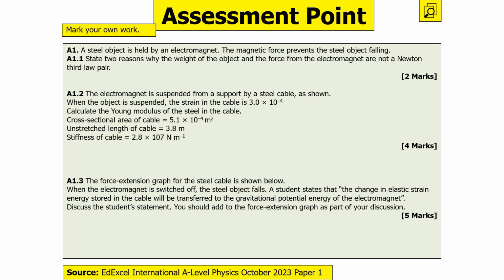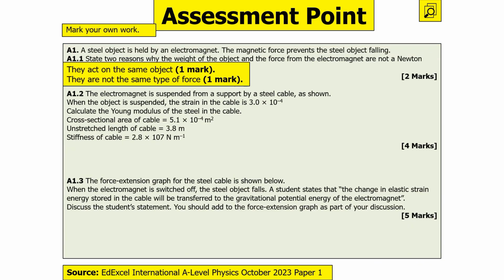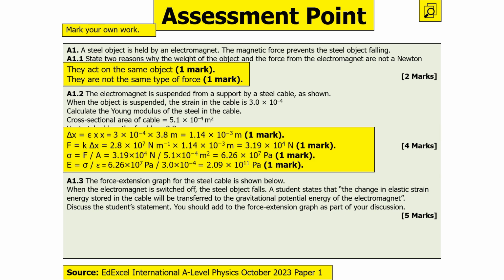Right, in this first one, there can't be a third law pair because they act on the same object, not different objects, and they're not the same type of force, both of which are needed for a Newton's third law pair. In this next question, we know extension is equal to the strain times the initial length, so it's 1.14 times 10 to the minus 3 meters. Force is then the spring constant times the extension. We've got the extension now, so we multiply it by our spring constant, and we get 3.19 times 10 to the 4 newtons.